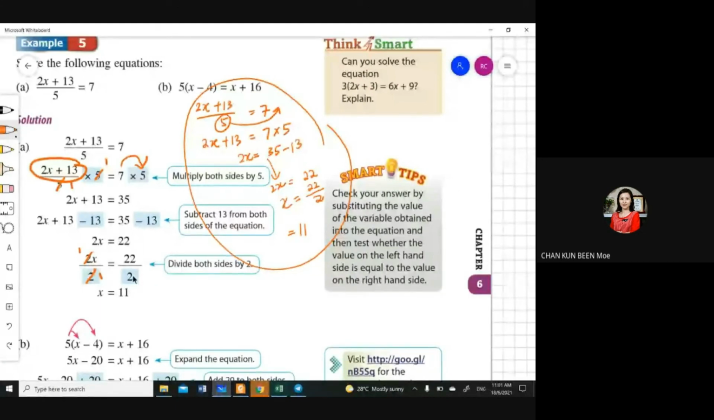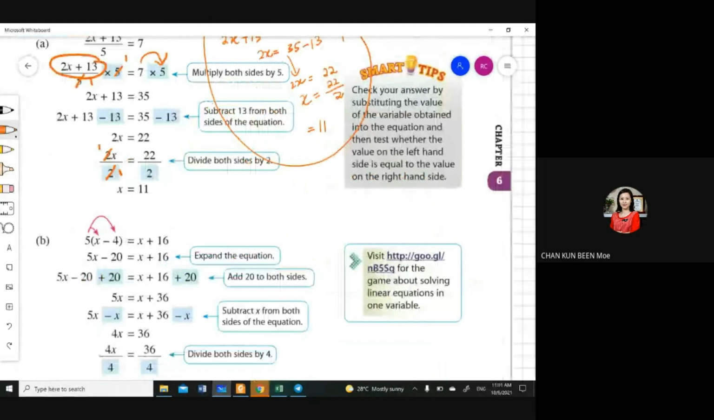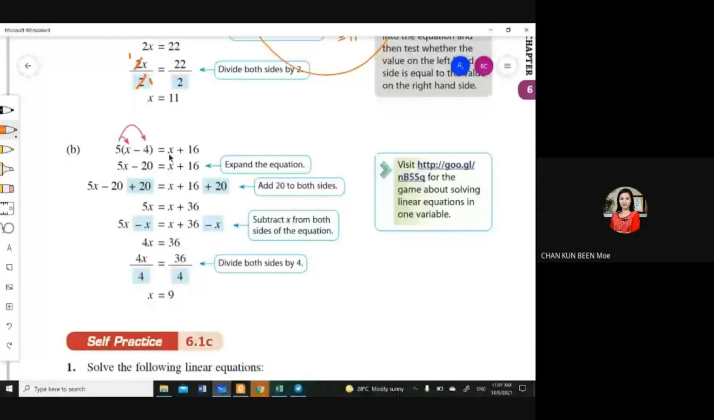Okay, now we move to the next question, the last one here. 5 in bracket x minus 4 equal to x plus 16. So whenever you have bracket, you have to expand it first. You know the meaning of expand?